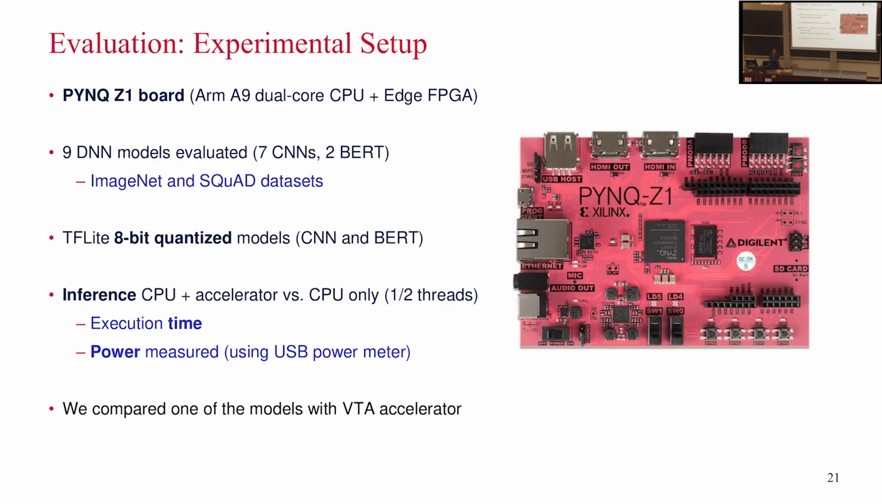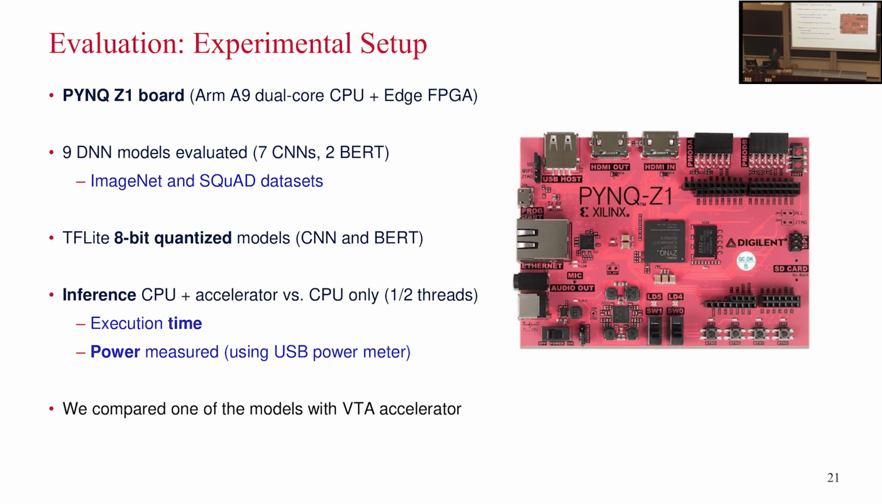So this is the Edge device we use, the PYNQ Z1 board. Now we are using the Z2 model, but it's pretty much the same. Essentially, we have an ARM A9 dual core here, plus an Edge FPGA, very small, but still enough to do the job. So we proved this with 9 DNN models, 7 CNNs and 2 BERT models, for these 2 data sets. We were using ImageNet because sometimes you see executions from Edge devices where people are running CIFAR-10, which is a very small toy data set. So we really use ImageNet, which is the standard for image classification.